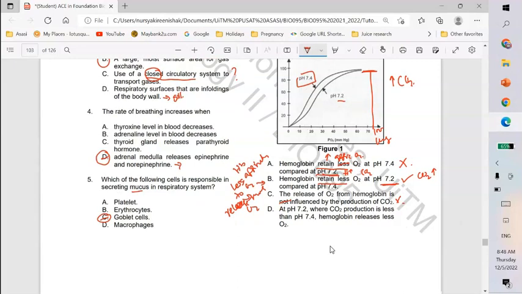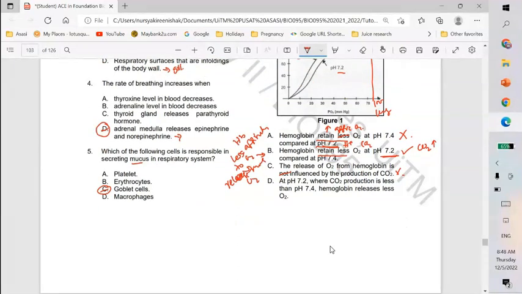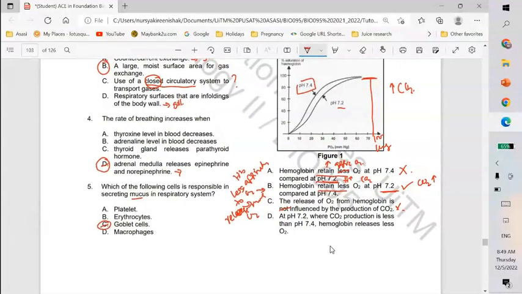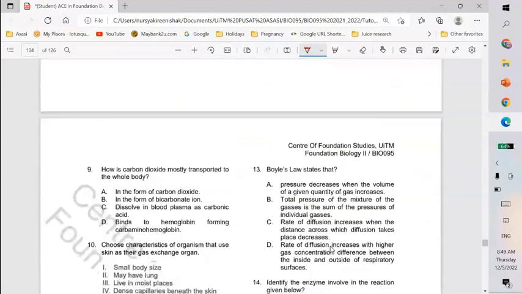For D, at pH 7 where carbon dioxide production is less than at 7.4, hemoglobin releases... This is wrong, right? At 7.4 where carbon dioxide production is more. Because it becomes more acidic, although 7.4 doesn't seem very significant, but it is significant to your body. So more carbon dioxide is released compared to 7.4, so hemoglobin releases more oxygen. That is how it should be. Okay, so number 9.